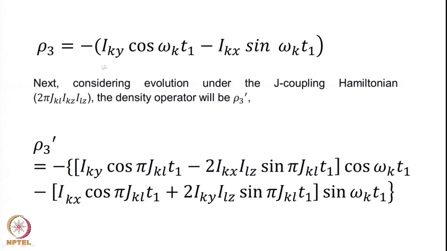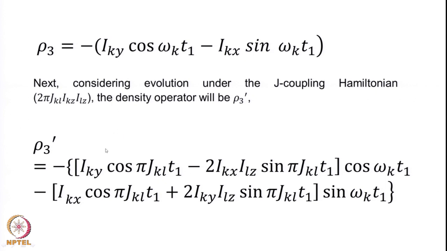Now, we have to consider this further for evolution under the coupling. Next, considering evolution under the J coupling Hamiltonian, which is 2 pi J_kl I_kz I_lz, the density operator will be, let us say, rho 3 prime. So, rho 3 prime will be given by, keep this minus sign as before, and now these individual operators we have to evolve under the coupling.